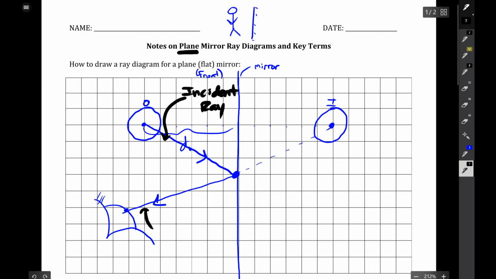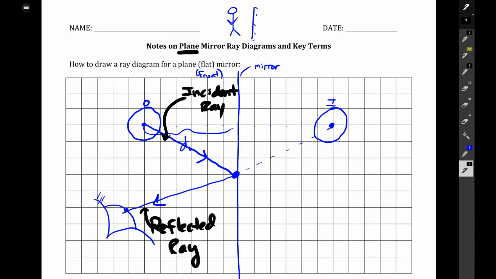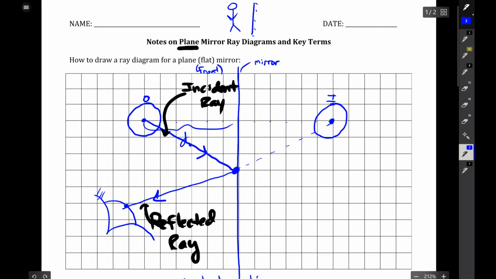And this ray is the ray that results from the reflection, so we call it the reflected ray. Now the last step is to draw what is called a normal to the mirror at the dot on the mirror. So the word normal means perpendicular to, or 90 degrees. So you would need a protractor, but we can still do a reasonable estimate. And it needs to be perpendicular to the mirror at that point. This is what we call the normal.